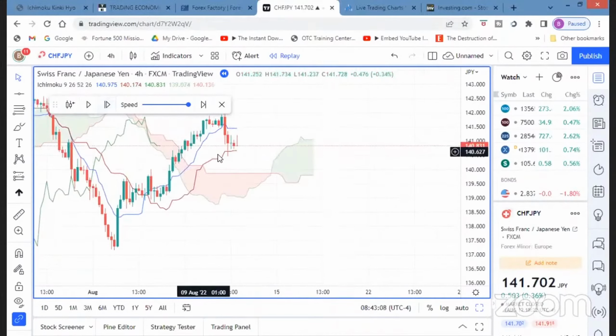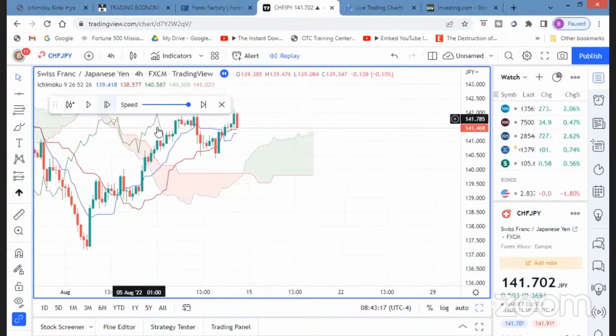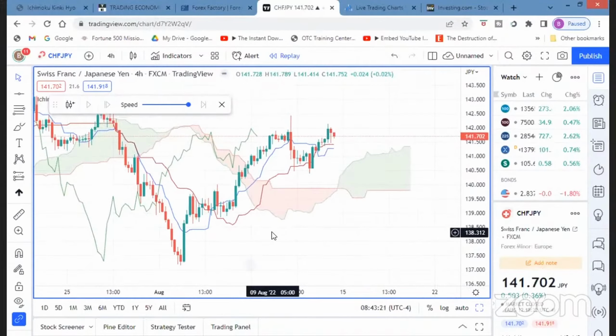See the pullback? And that's where we are. Close out.